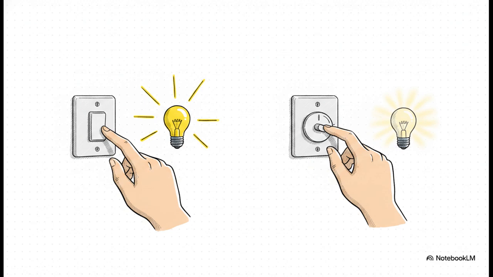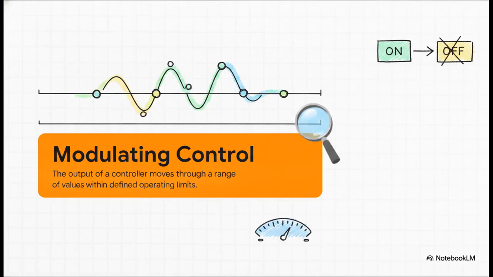Modulating control, on the other hand, is a dimmer dial. Instead of that hard, sudden snap, you get a smooth, continuous adjustment. With modulating control, the output moves smoothly through a whole range of values, always staying within defined limits. By completely avoiding those hard mechanical jumps, modulating control gives you a much smoother action. It's constantly making these tiny, micro adjustments just to hold a perfectly steady state.